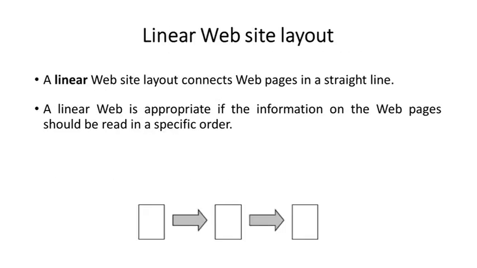So to start with, linear website layout. A linear website layout connects web pages in a straight line. Very simple. You can move from one page to the next page, then to another page. So one page at a time in a row. The direction of movement is only one way. You cannot change the direction. So that is all about linear website layout.